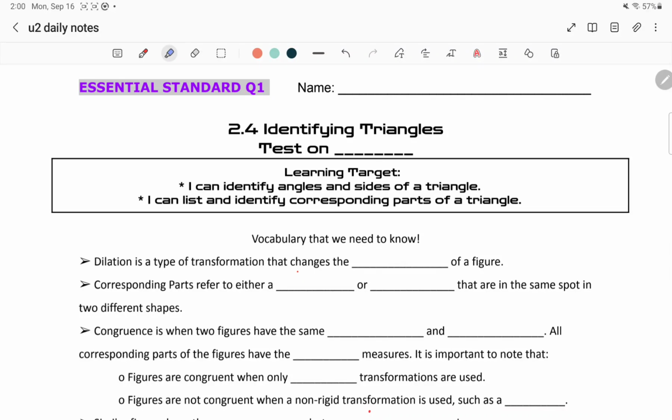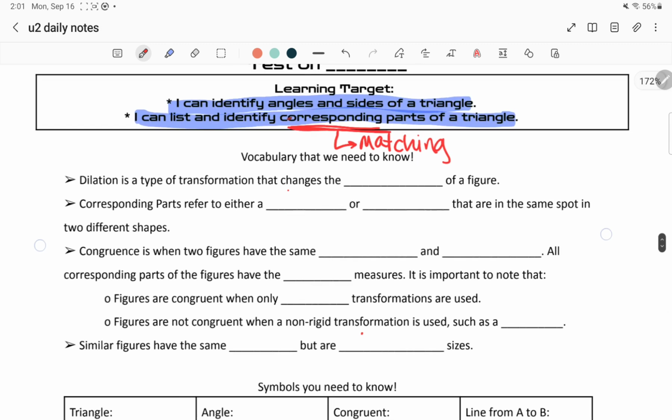Hello. So today we're talking about identifying triangles, which is code for identifying angles and sides of triangles and corresponding parts. So let's highlight those angles and sides. We know what angles and sides are. The word corresponding, that's what I want to focus on here. Every time you see that word, I want you to think matching parts. So corresponding parts means matching parts.